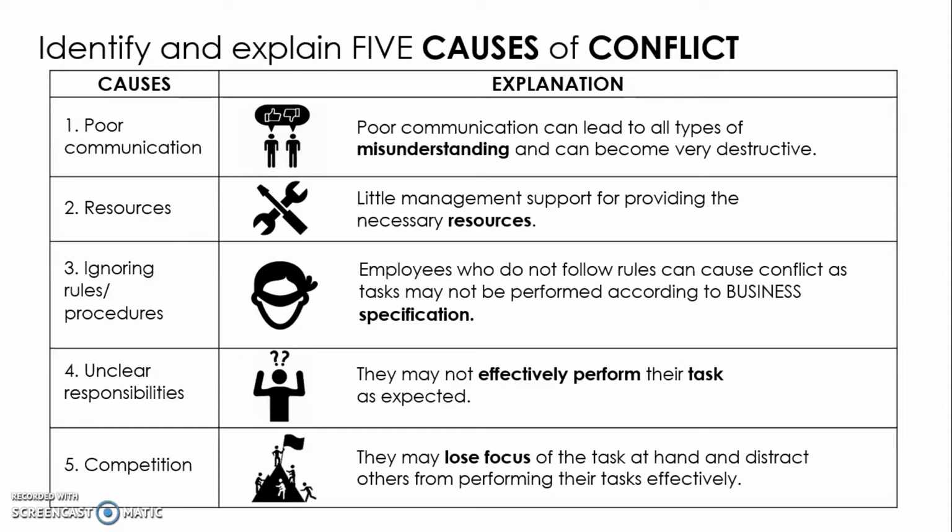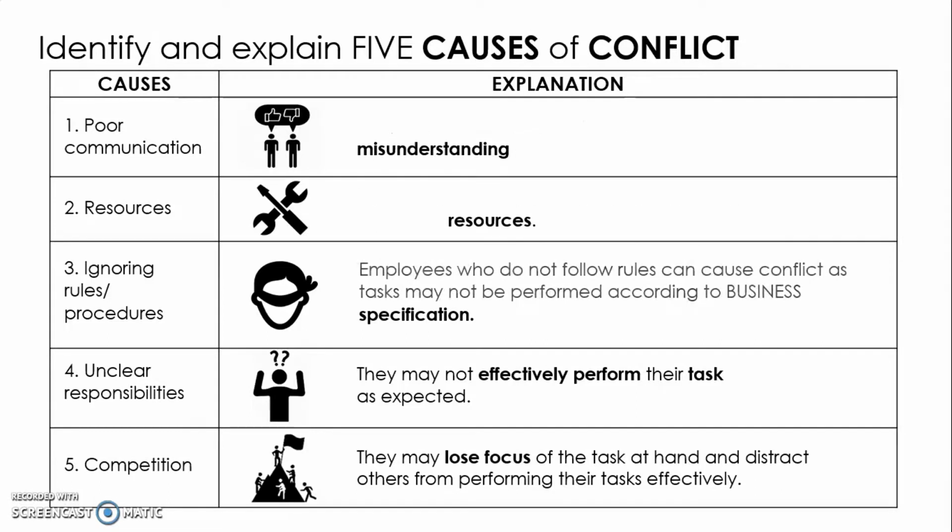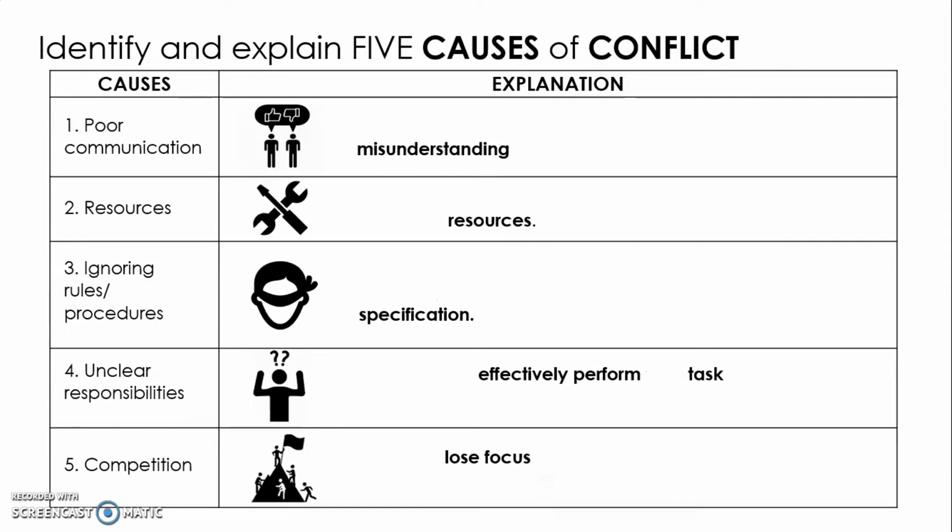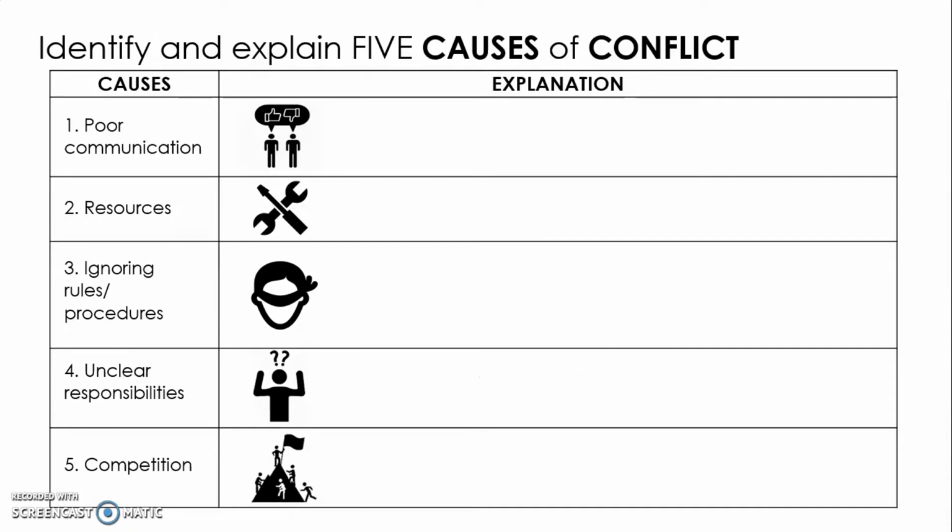Let's remove most of the content now. We are left with poor communication and misunderstanding, resources and resources, ignoring rules and procedures, and the word specification, unclear responsibilities, effectively perform and task, competition, lose focus. Let's remove our keywords now. It's over to you now, learners, to see if you can remember the 5 causes of conflict. Good luck.